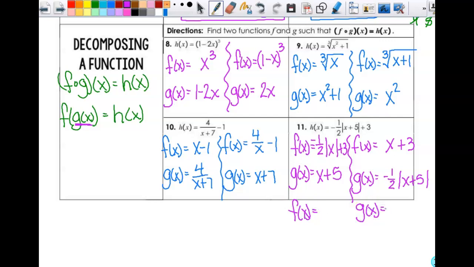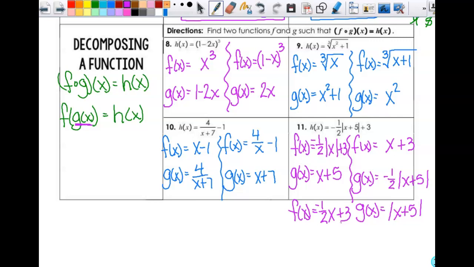What if I said that g of x is the absolute value of x plus 5? Because it's very similar to this one, right? But then instead of this, I would have negative 1/2 x plus 3. Okay. And you can have other options by changing signs and stuff like that, but those are just some different ways to look at it, okay? One's not better than the other because we don't have any more information than that, okay?